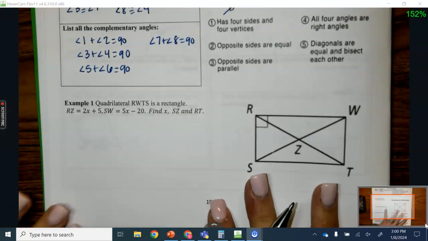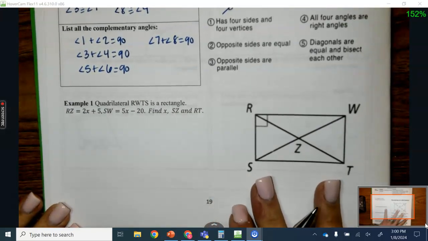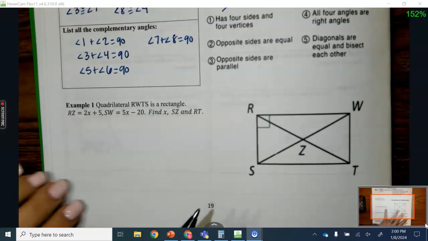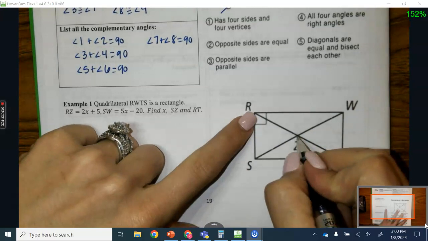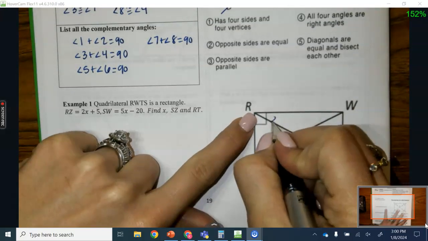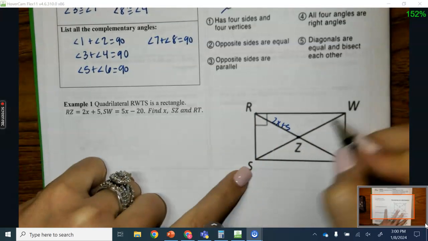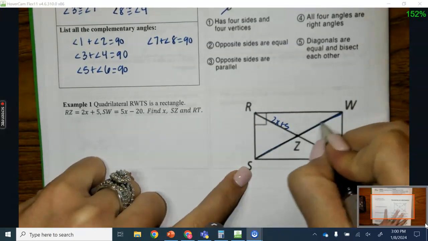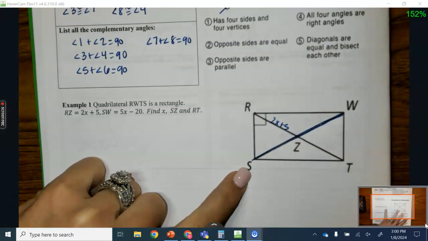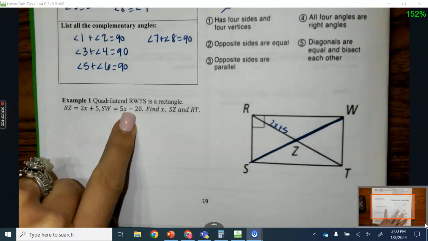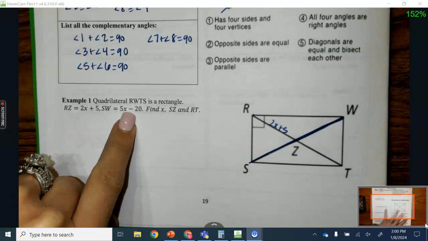Our first example: quadrilateral RWTS is a rectangle, so we know all these properties to be true. RZ, which is from here to here, is 2x plus 5. SW, which is the entire diagonal, is 5x minus 20. We want to find x, SZ, and RT.